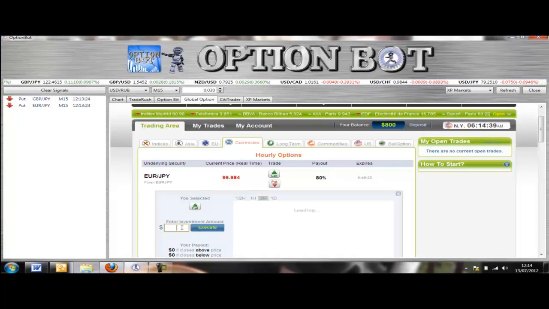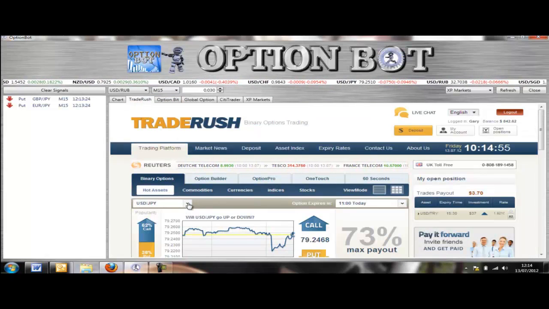For example, I know that both TradeRush and CityTrader do not have pound yen on their currency pair list, so if we were just trading with TradeRush, in this instance I would not be able to place half of the trades that I'm being alerted to.